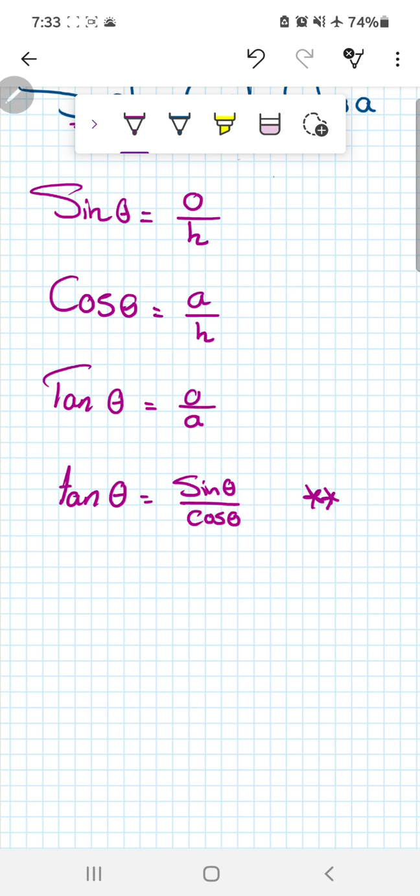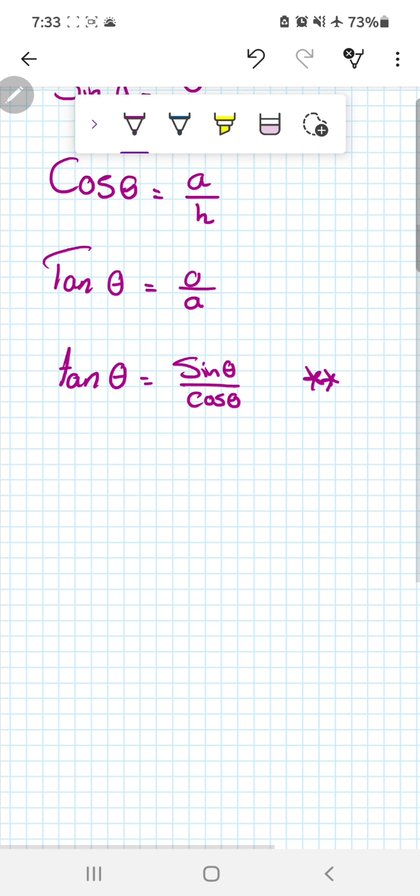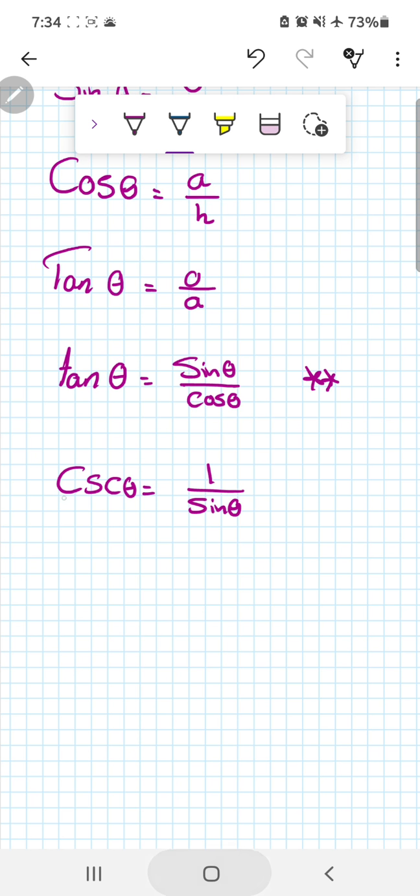Okay? And we talk about its reciprocal. We said the reciprocal of sine, which is S, is C. So sine theta is 1 over cosec theta, or cosec theta is 1 over sine theta. Here we have C and S, C is the reciprocal of S. And we talk about sec theta, which is the reciprocal of cosine, 1 over cosine.